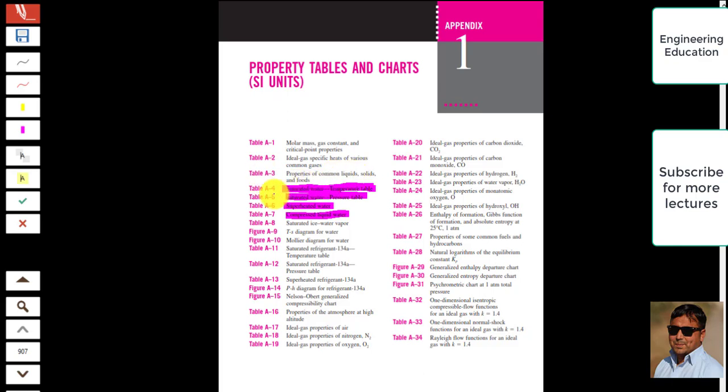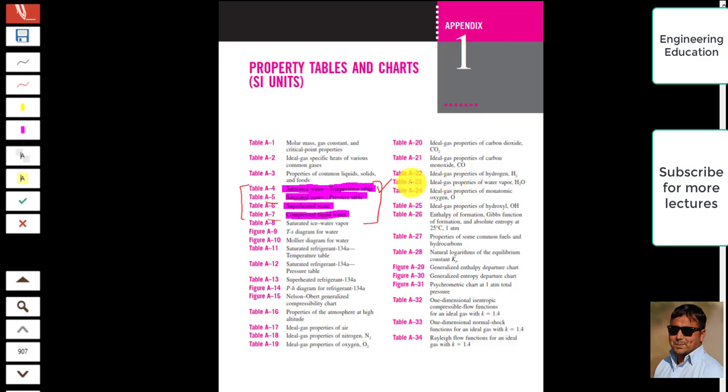Suppose this is table A4, the saturated water temperature table. Table A5 is the saturated water pressure table. Table A6, superheated water table. Table A7, compressed liquid water table. So these four tables are important to study. There are various tables, but our focus is on water tables or steam tables, so we pick them.